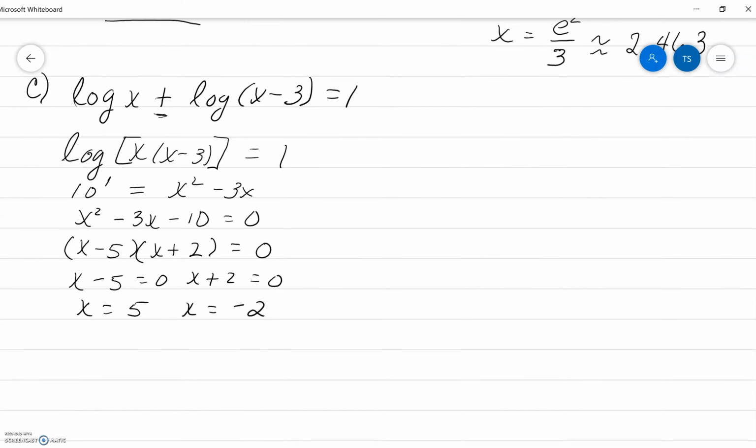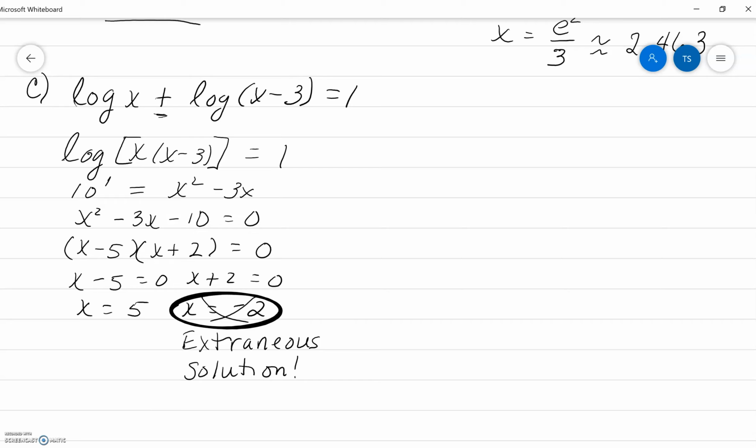Now, here's where we have to be a little careful and we have to check. If I take x equals 5, put it in there, yes, I'm good. If I take this negative 2, okay, x equals negative 2, but wait, can I take the log of a negative number? You got to think about your domain of a logarithm. Domain of logarithms are all positive numbers, okay? So that is an extraneous solution. We get those sometimes.